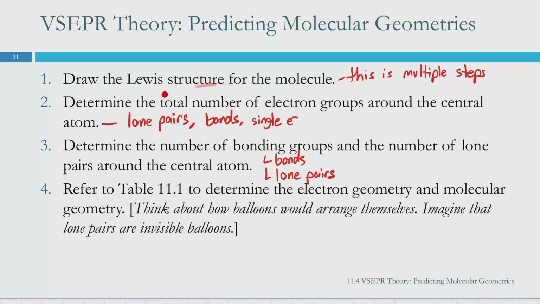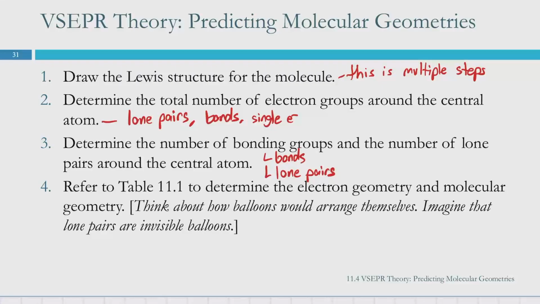Once we've got the Lewis structure, all of our octets are satisfied, our formal charges are minimized. We need to determine the total number of electron groups around the central atom, the number of lone pairs, bonds, single electrons, etc. Single bonds and double bonds, triple bonds all count as one electron group. Each of those individually counts as one electron group. That will give us the electron geometry. The number of groups around it gives us our simple shape.